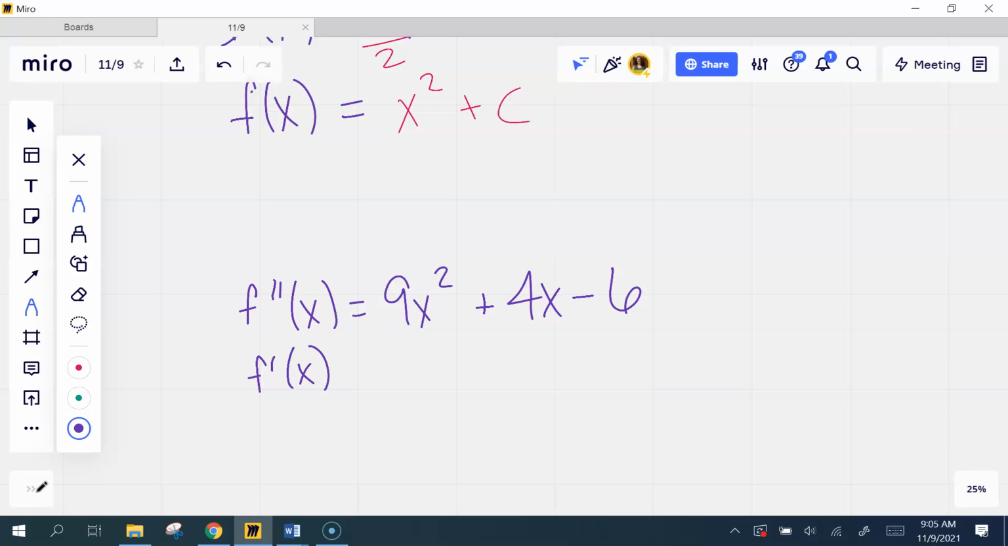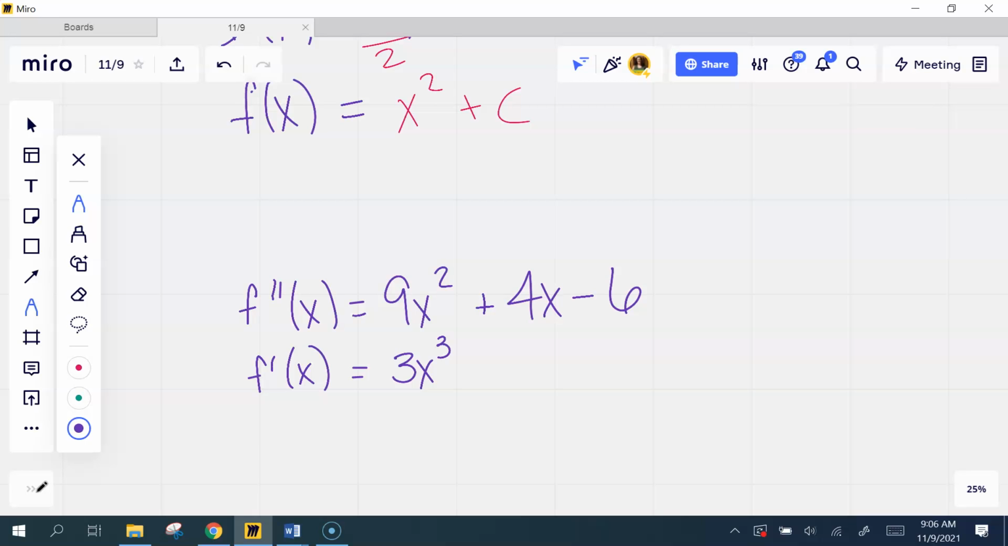Find the derivative. Find the first derivative if that's the second derivative. Oh, wait, we're going backwards. 3x plus 4. It would be 3x cubed. Oh, we're doing the antiderivative. I did it in my head.